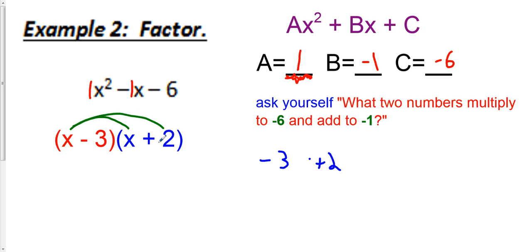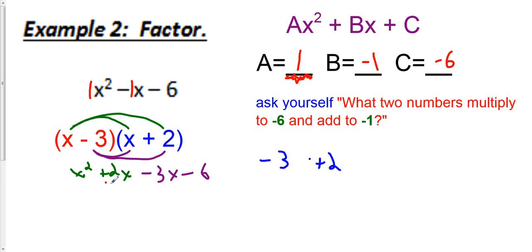Okay, so when we do this x to each piece, we get x squared. X times positive 2 is plus 2x. Now I have to do this next piece. Negative 3 times x and negative 3 times positive 2. Negative 3 times x is minus 3x. Negative 3 times positive 2 is negative 6.